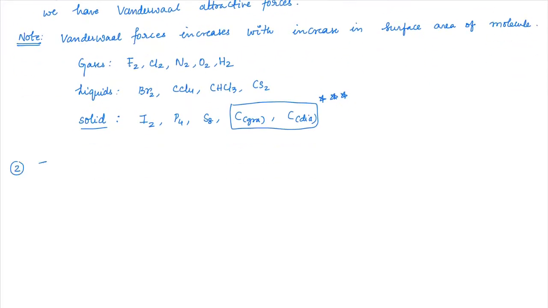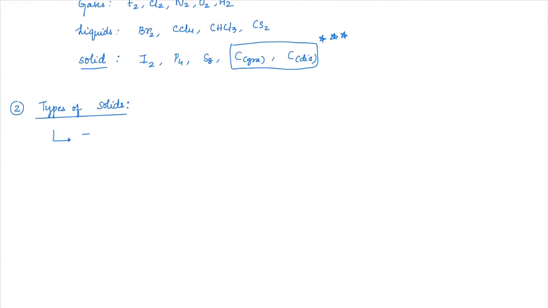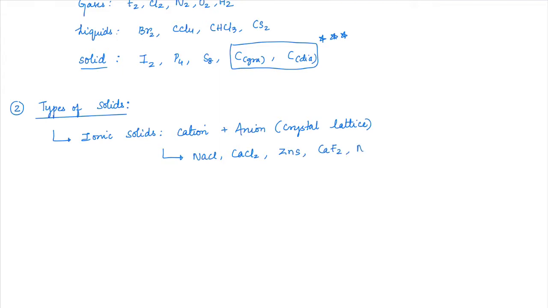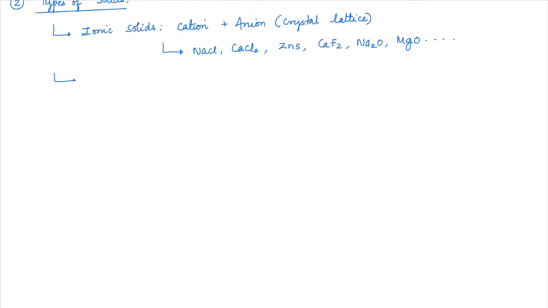So what are the types of solids we usually see when there are interactions? First type of solids we see are ionic solids. Ionic solids form when we have cations and anions, positive and negative charges, which leads to the formation of a crystal lattice. Examples are NaCl, CaCl2, ZnS, CaF2, Na2O, MgO. These exist as crystals and we call them ionic crystals.